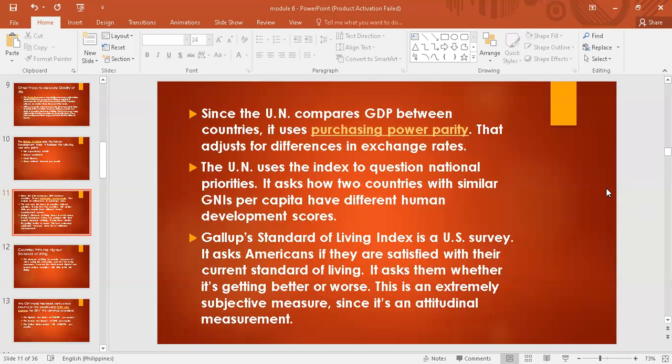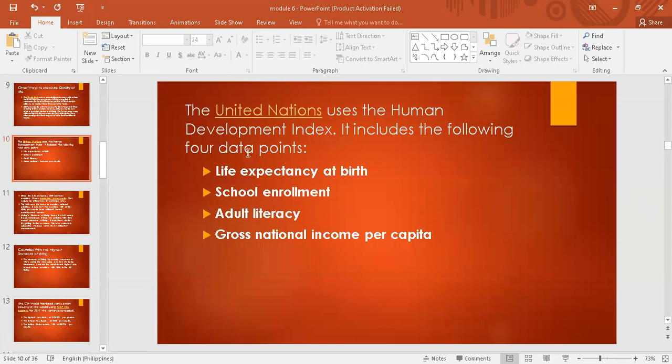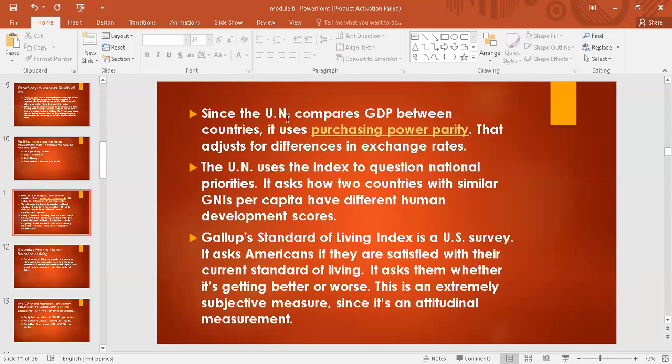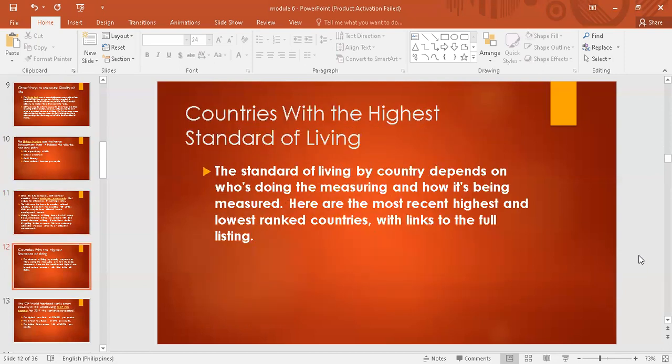So, this measurement from the World Bank, from United Nations, yung Human Development Indices sa UN, other ways of UN measuring the standard of living is purchasing power parity, or yung GNI, or yung Gallup Standard of Living Indexes. So, these are how they measure standard of living.